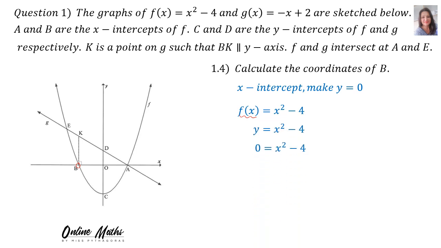We make y 0 and we end with 0 is equal to x squared minus 4. And then we can factorize and it becomes x minus 2, x plus 2. Therefore, x is 2 or x is negative 2. So when you go to your sketch, there at A, that will be 2. And at B, because it's on the left of the y-axis, that one is negative 2. But what's the question? Calculate the coordinates of B. So therefore, B's coordinates are the point negative 2 and 0.